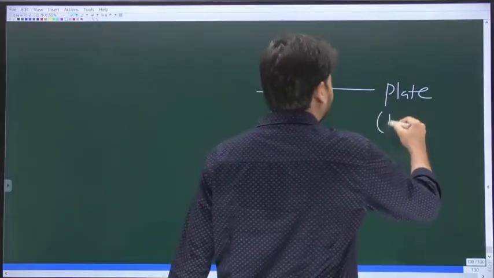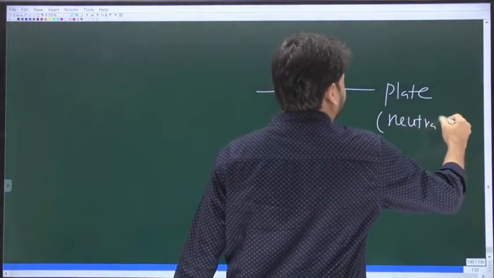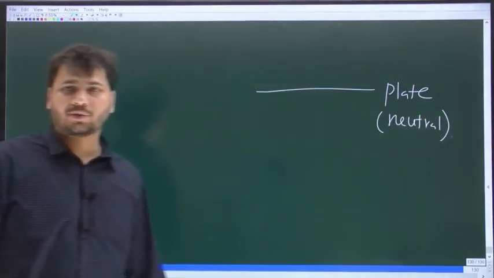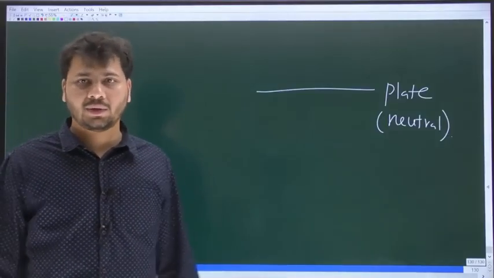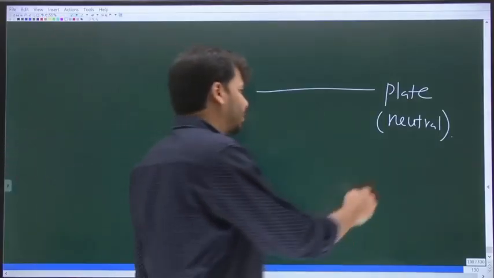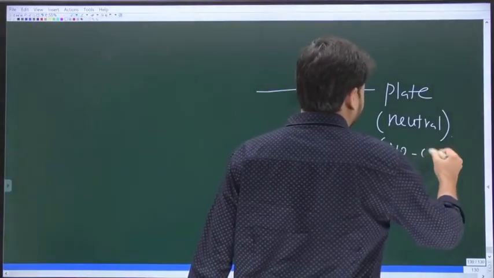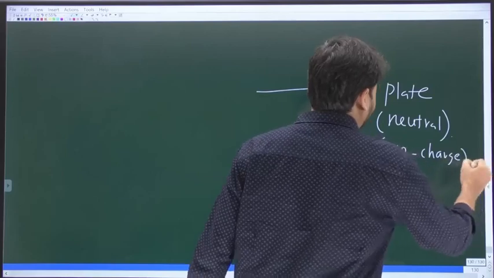And to start with, let us say this plate is neutral. Neutral means what? Charged or uncharged? No charge. Okay. So this plate, net charge is what? 0.